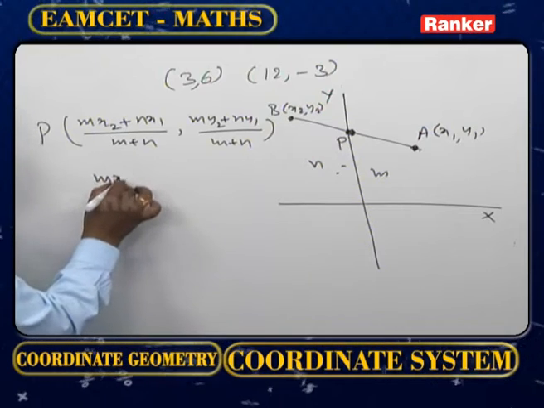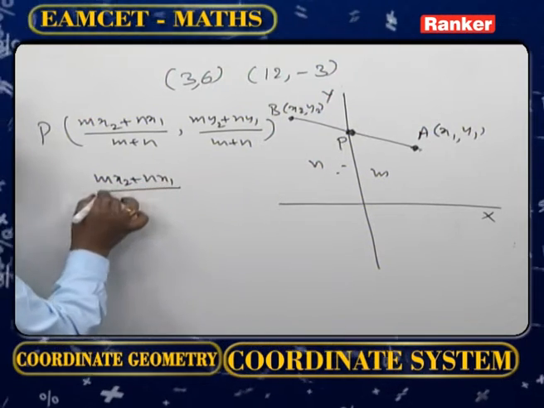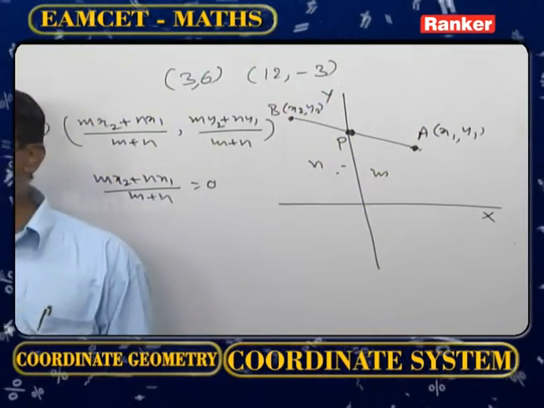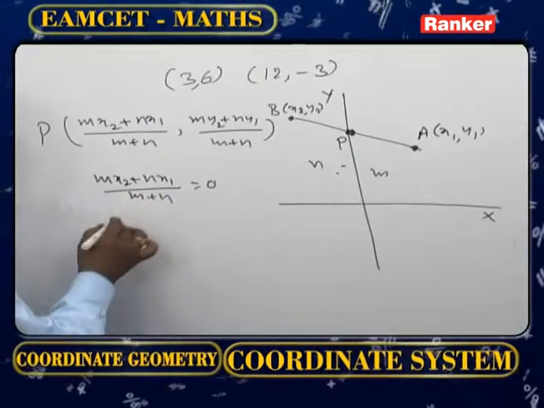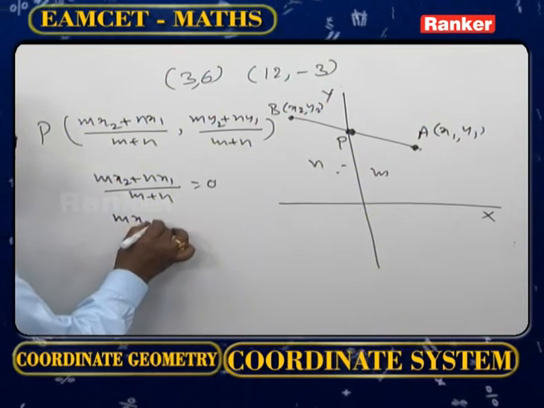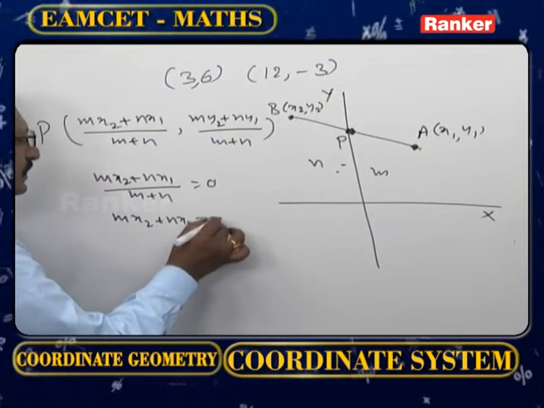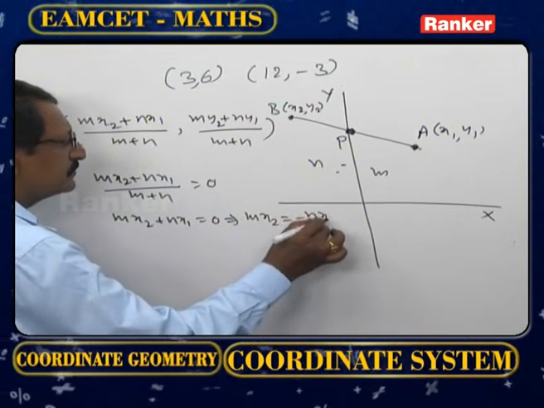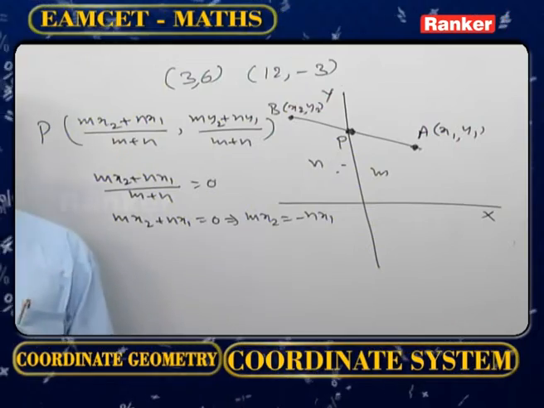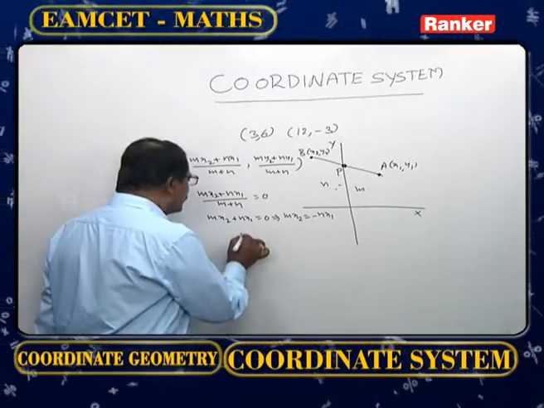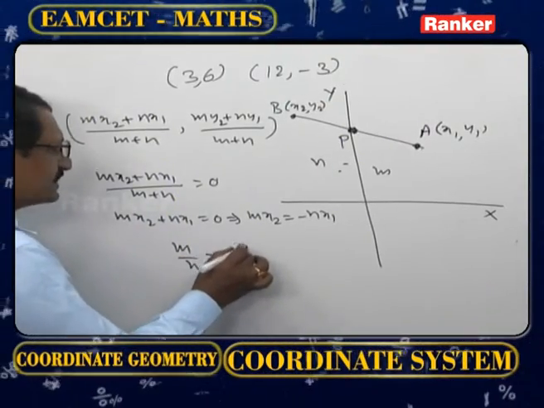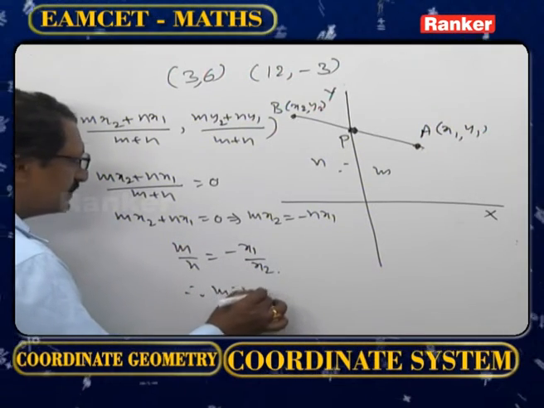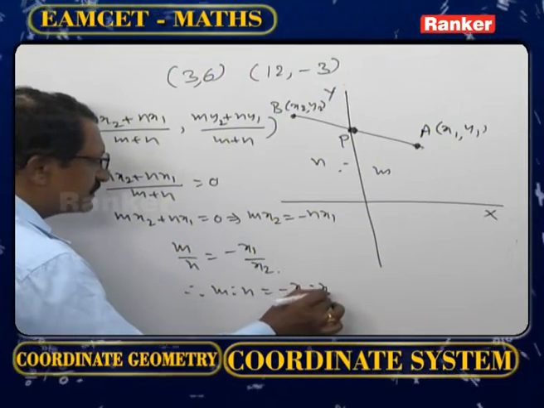Then mx2 plus nx1 by m plus n equals 0. By cross multiplication, we get mx2 plus nx1 equals 0, which implies mx2 equals minus nx1. So m by n equals minus x1 by x2. Therefore, m is to n equals minus x1 is to x2.